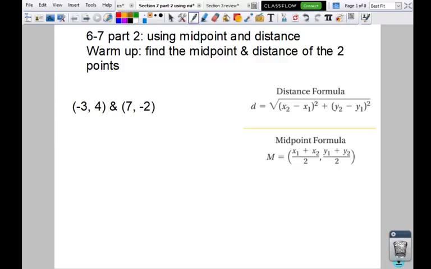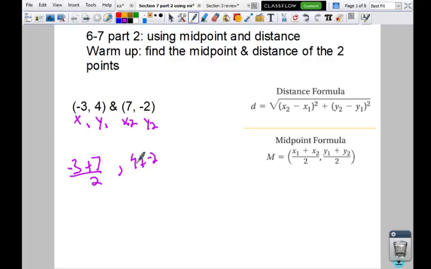Alright. So quickly, we're not going to go through the whole warm-up, it's just to remind you guys how to do it, because we're going to use these today. We were doing midpoint and distance. So remember, we need x1, y1, and then x2, y2. All you had to do was plug numbers into your formula. So for midpoint, negative 3 plus 7 divided by 2. And then your second one, y1, y2, 4 plus negative 2 divided by 2.